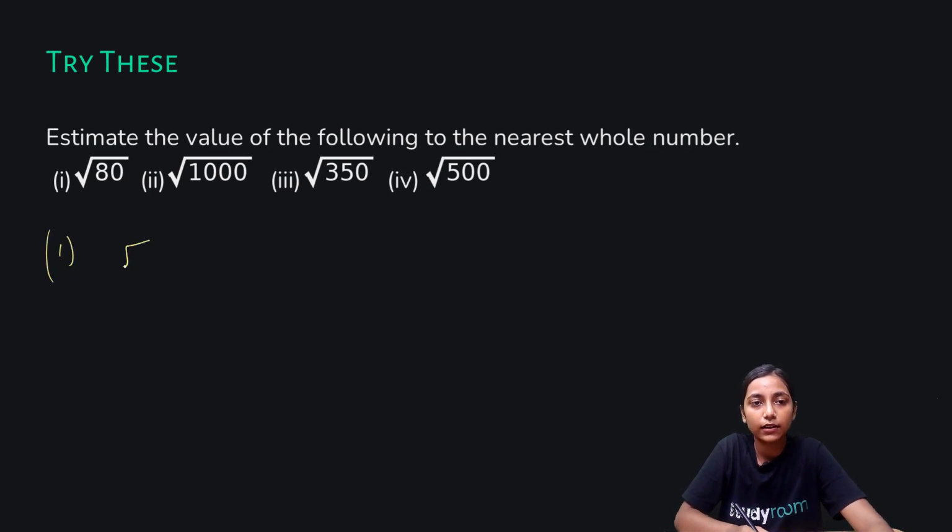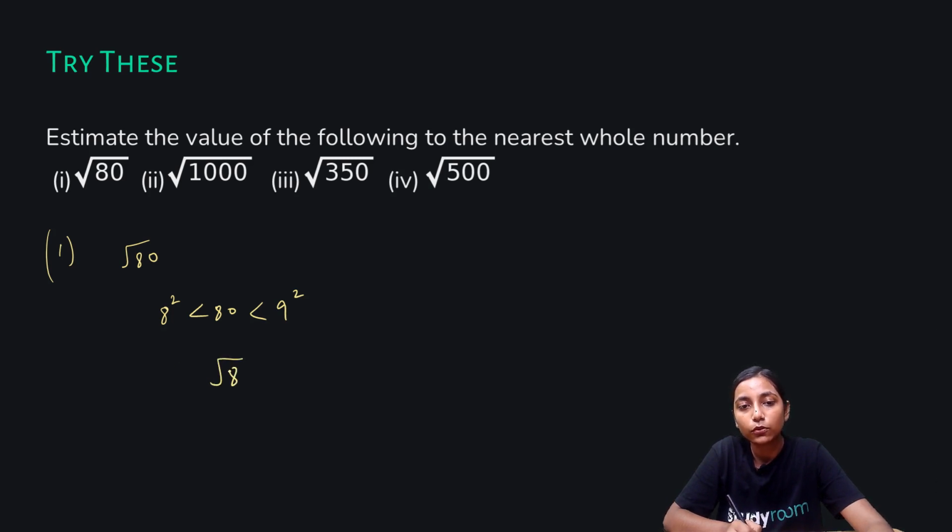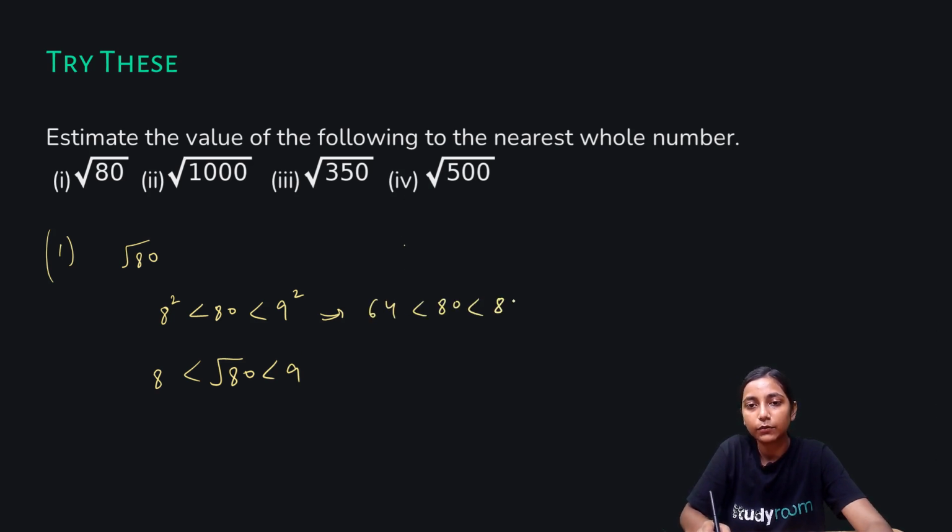So the first part is under root 80. So we have 7 7s are 49. No, very far from this. 8 8s are 64. Under root 80 lies between 8 square, that is 64, and 9 square, that is 81. That is, its root will lie somewhere between 8 and 9. Because this is what this tells us: 8 square is 64, then 80, and then 81.